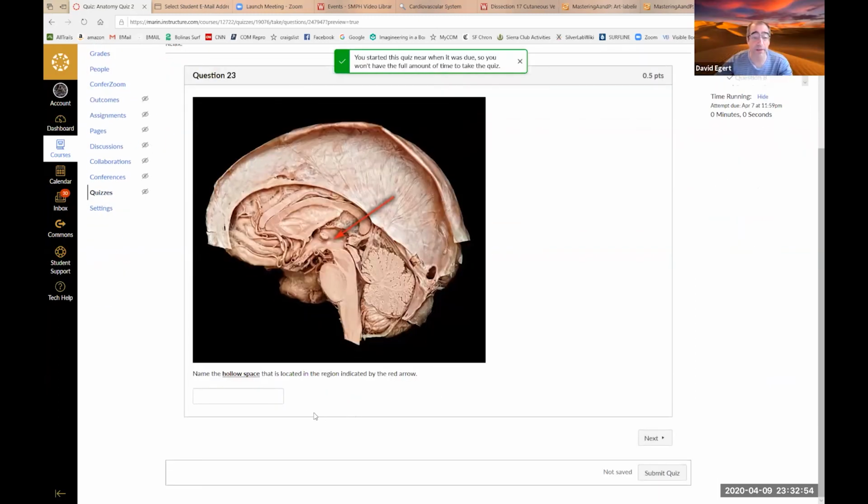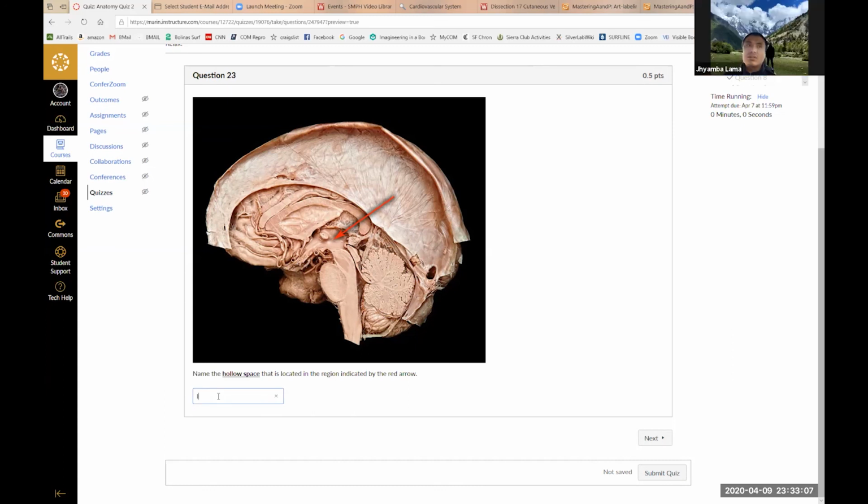This is where you got to be careful. Make sure you read the question. Some people wrote thalamus or something. They didn't read closely. Name the hollow space indicated by the region. Which one is this going to be? Third ventricle. Going to be the third ventricle.